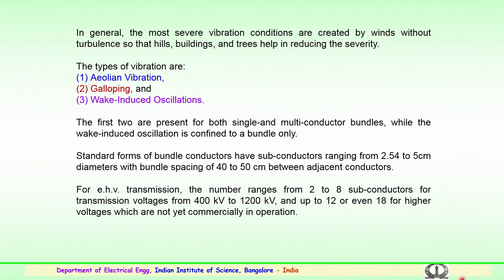The standard forms of bundle conductors have subconductors ranging from 2.54 to 5 centimeter diameter with bundle spacing as mentioned. In India we use 45 centimeter between adjacent conductors. So, that is the standard which is being followed. For extra high voltage or ultra high voltage transmission, the number ranges anywhere between 2 to 8 subconductors for transmission voltages from 400 kilovolts to 1200 kilovolts, and sometimes more, 12 or even 18, for voltages which are not yet commercial in operation, where experimentation is in progress, particularly for 1200 kV. A 12 bundle conductor is being employed for experimental purposes. So, these are the facts about the various subconductors in a bundle used for EHV or UHV transmission systems.